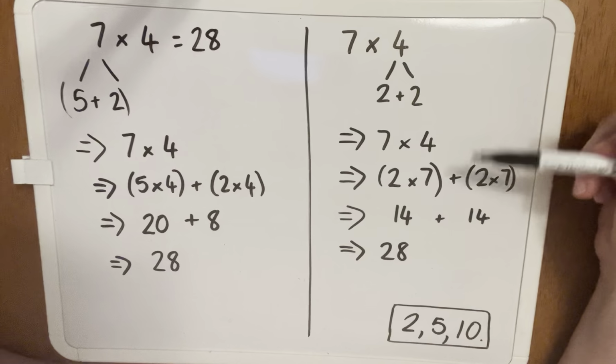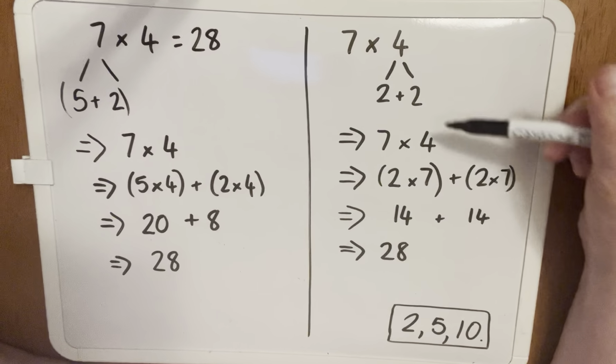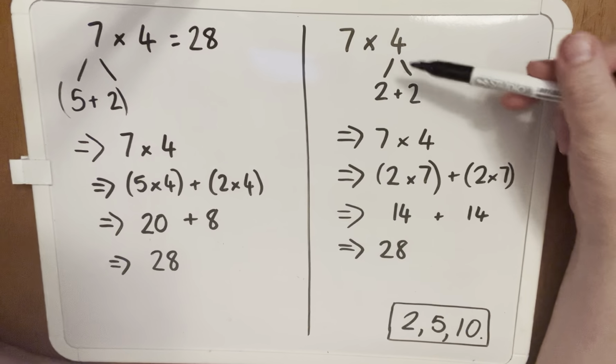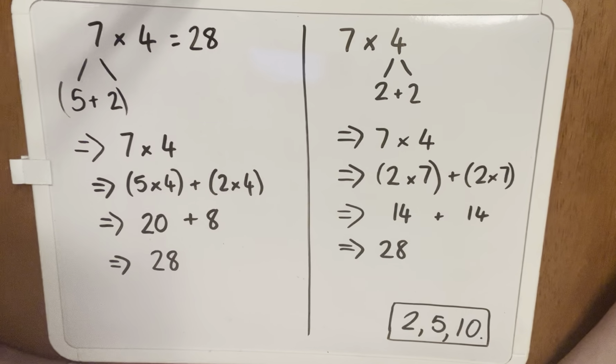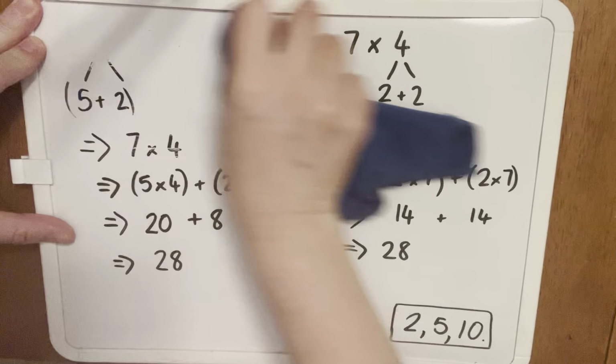The other thing you might notice is that this is just doubling, because obviously 4 is double 2. So if you can figure out what 2 times 7 is, you can double it to get that answer. Okay, all right, so let's move on. Let's do one more.